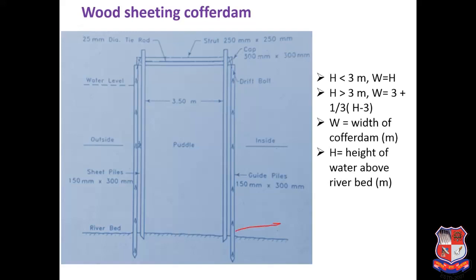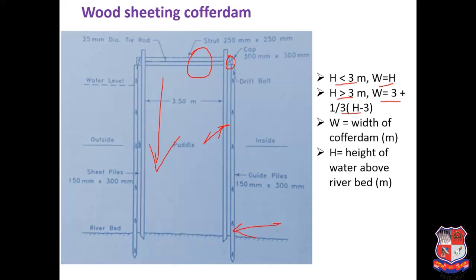Here similar kind of construction work. First the guide pile is to be inserted. Then after this the cap is shown, then wells are there. Next is insertion of your sheet pile, then these horizontal struts are shown, then in between the puddle is inserted. Generally if height is less than 3 meter, the width may be equal to height. If height is greater than 3 meter, then width may be equal to 3 plus 1/3 of (h minus 3). That is generally kept for the wood sheeting coffer dam.